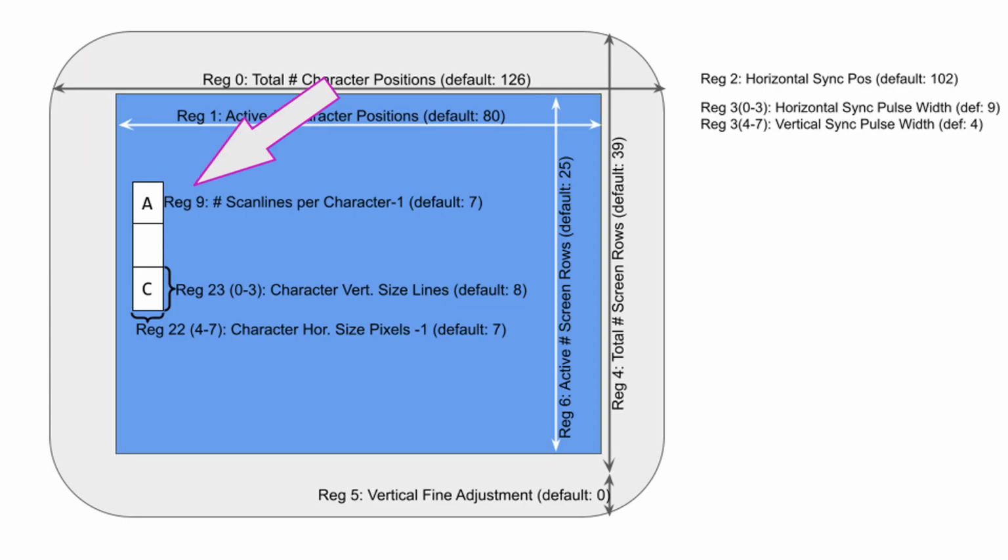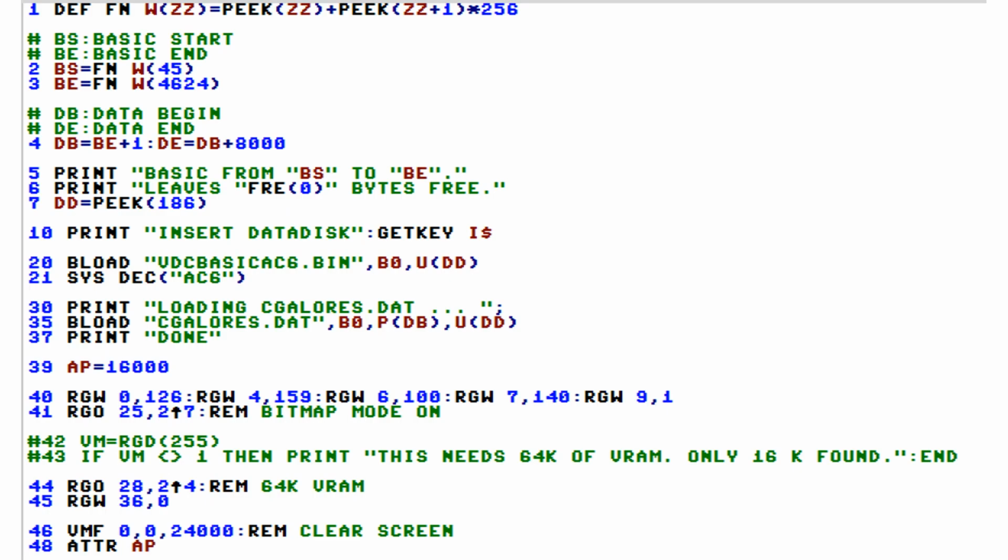Finally, we're setting register number 9 to the number of scan lines per character. We set this to value 1. The VDC chip again expects a value -1 for the final value, so setting this to 1 results in a value of 2. Then we switch the chip into bitmap mode by setting bit 7 of register 25. This is done through an OR operation. VDC-Basic provides us with the function RGO for that, which makes this a no-brainer for us.